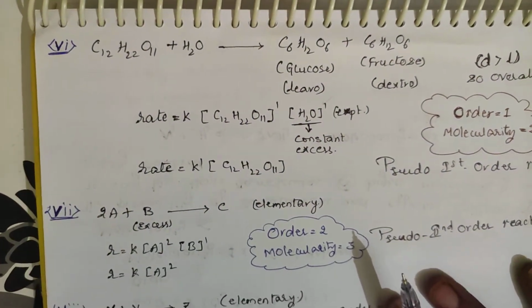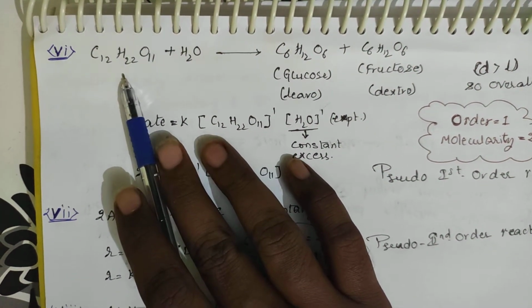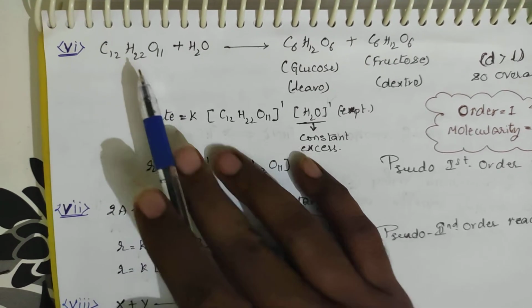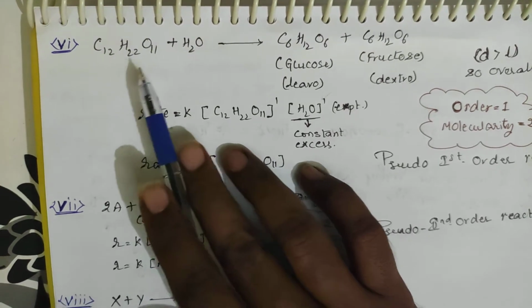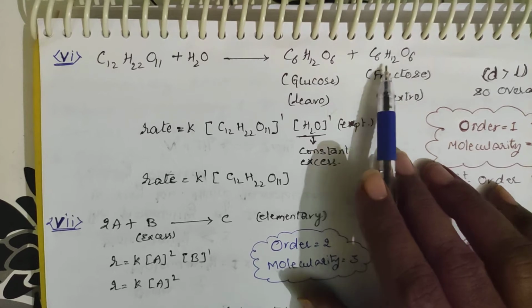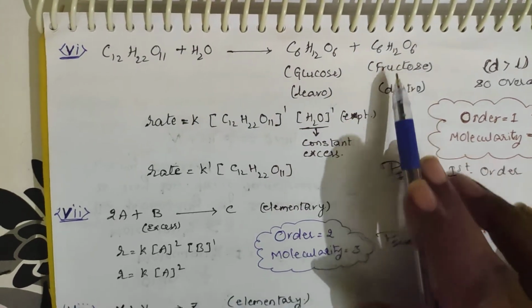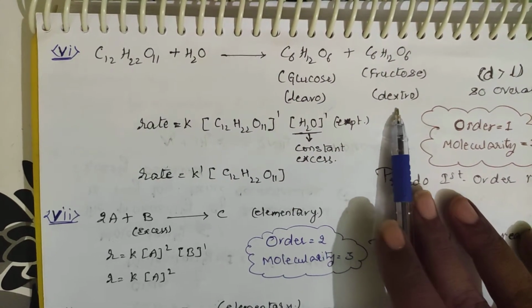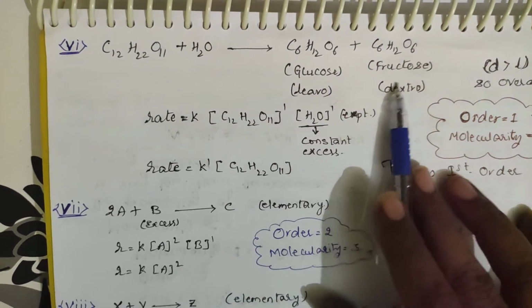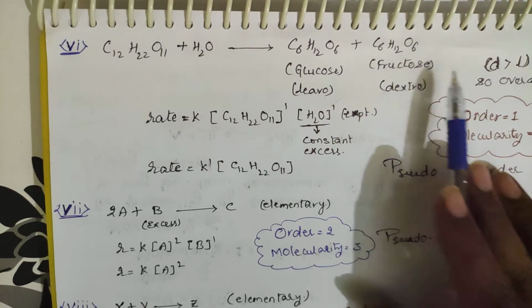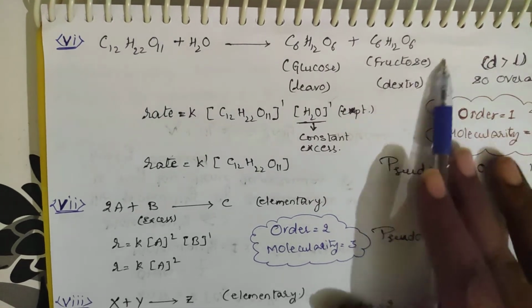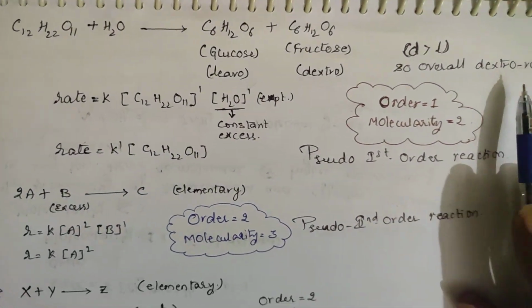Let us take one more example. This is sucrose, C12H22O11. It reacts with water, forming glucose plus fructose, C6H12O6. Glucose is levorotatory and fructose is dextrorotatory. Suppose one is rotated by 10 degrees and the other by 15 degrees; the net resultant is this one only. In that pattern, dextro is rotated more compared to levo. This is found experimentally, so the overall rotation is dextrorotatory.